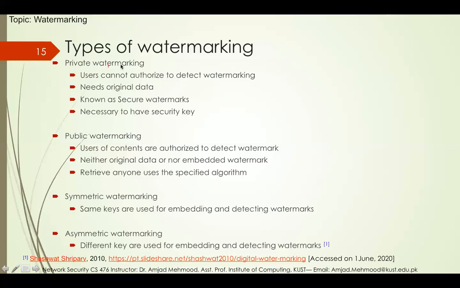Now, private watermarking. In private watermarking, the user cannot be authorized to detect a watermark. As this is private, you need the original data. If you want to access the content, you need the original data, and you need the key as well, known as security. This is also known as a secure watermark, and it is necessary to have a security key. If you have a key, then you can access this private watermark, because this is private.